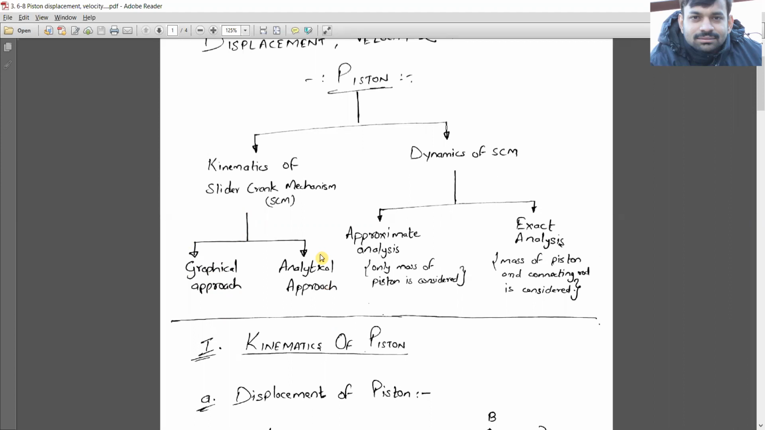In case of dynamics of slider crank mechanism, there are approximate analysis and exact analysis. These are the two approaches. In approximate analysis, only the mass of piston is considered. And in exact analysis, the mass of piston and connecting rod both are considered. All right, so let's start with kinematics of piston.